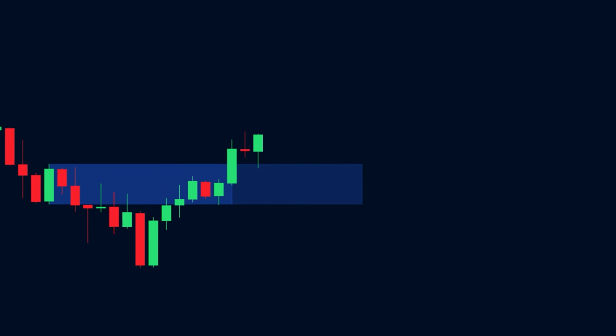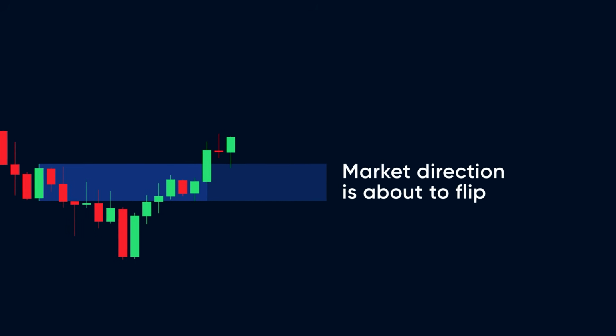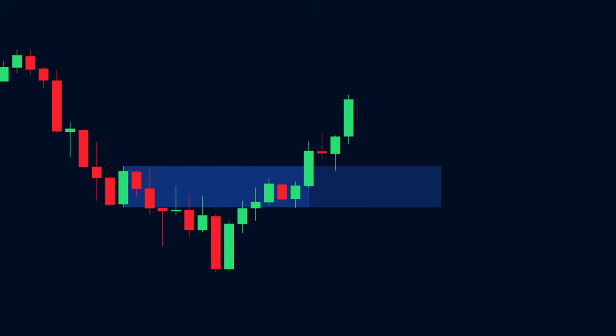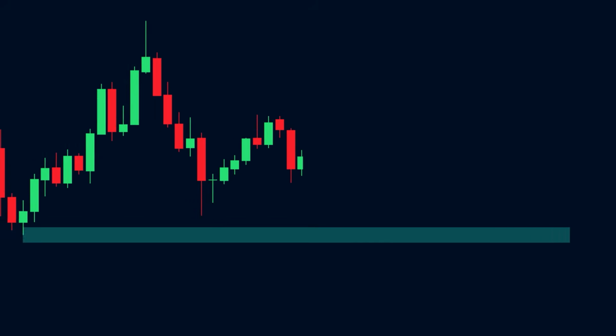Because breaker blocks give you three critical advantages. First, they help you identify high probability entry points right at the moment of reversal. Second, they show you when market direction is about to flip before everyone else catches on. And third, they keep you on the right side of institutional flow instead of getting caught in fake outs and traps. Think about it for a second.